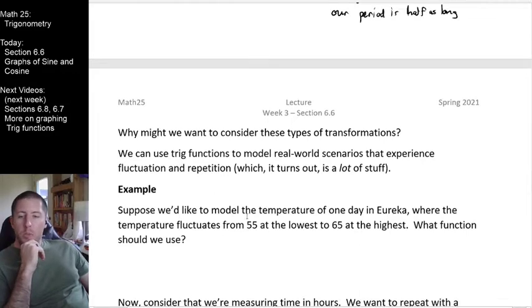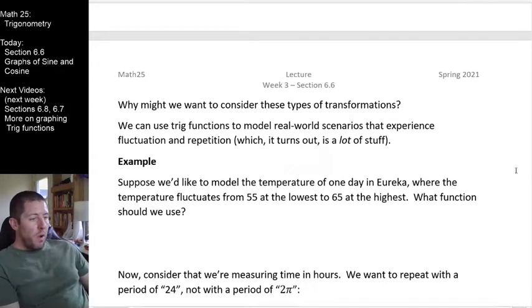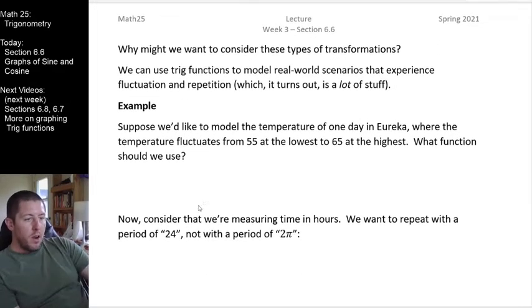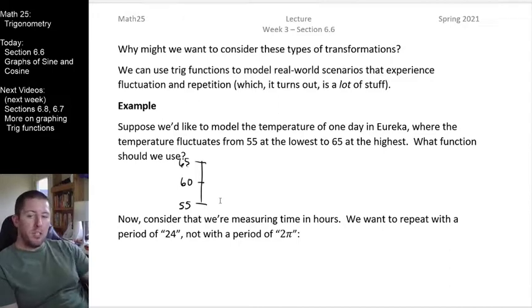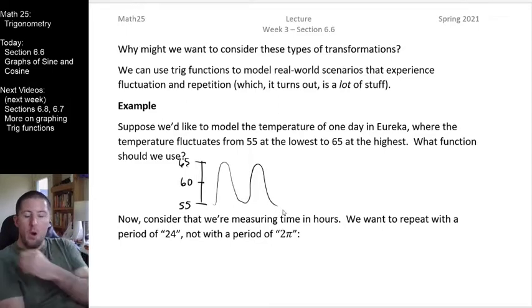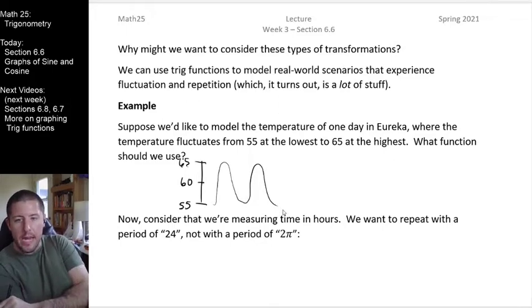So suppose we would like to model the temperature of one day in Eureka, where the temperature fluctuates from 55 at the lowest to 65 at the highest. What function should we use? Well, I'm picturing to myself here that we are going to span from a low of 55 to a high of 65, where right in the middle there should be a 60 right there, right? So what I'm picturing to myself is I want to come up with some sort of trig function that's doing something like this, right? That would be a reasonable temperature model for one day right there.